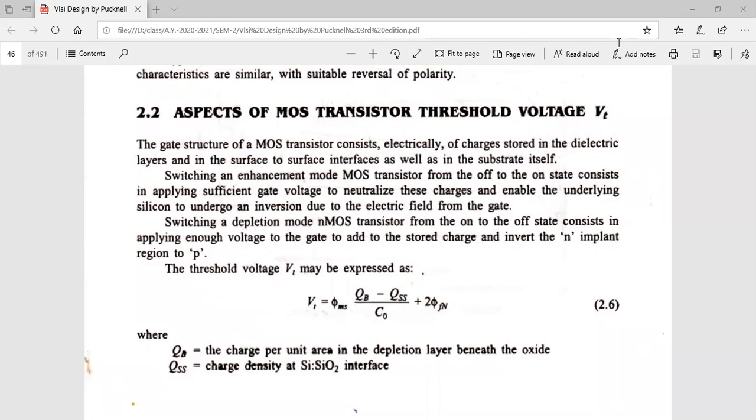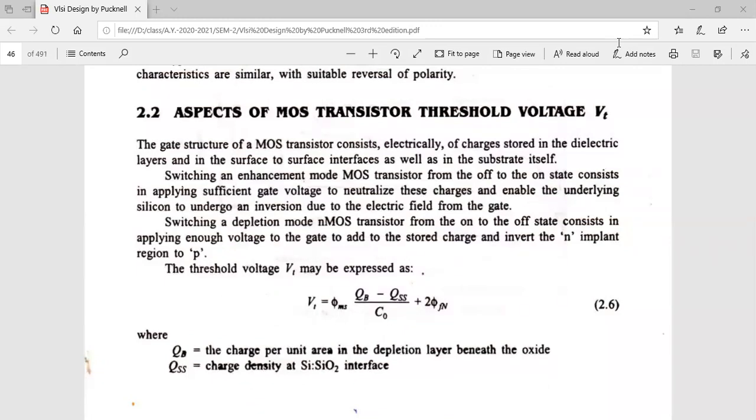So here, in the transistor operation, you already know that for an NMOS transistor we use a positive voltage, and it has to overcome the threshold voltage, and then only the transistor is going to work, right?